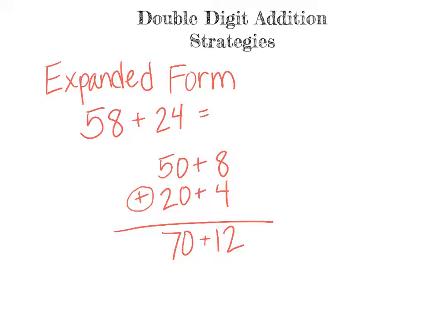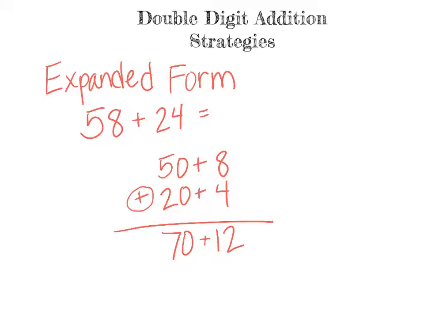So now I need to add the tens and the ones together. So I can add, let's see here. I need to add 70 plus 12. Now, if you need to break 12 apart to add first, you can do that. So let's do that first. I'll show you the two different ways that you can do this.